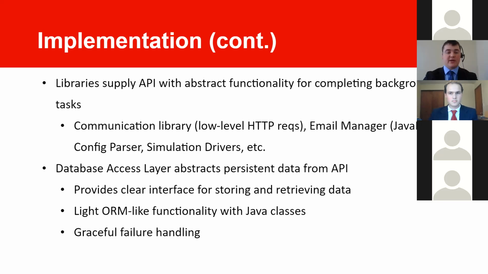Finally, we have the database access layer, which abstracts the persistent data from the API so the API never directly interacts with our database. It provides a clear interface for storing and retrieving persistent user data and implements a light object relational mapping-like functionality, which provides the API with data in the format of a Java class. Finally, the database access layer provides another level of graceful failure handling.